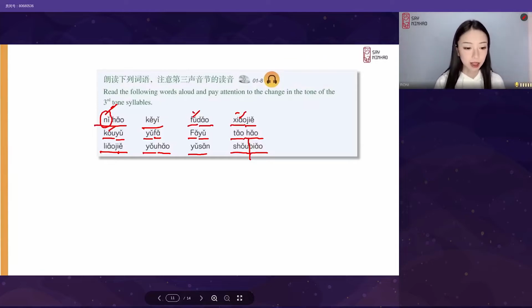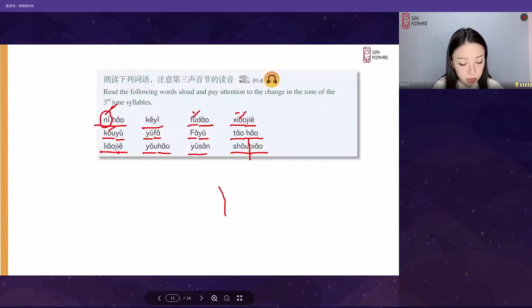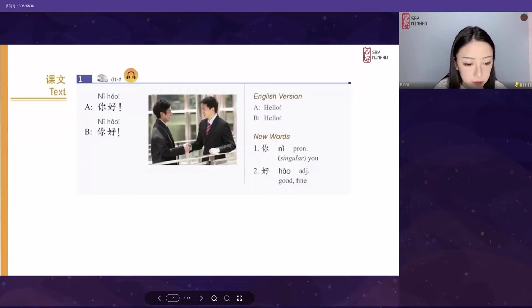Very good, very good. So that is all for the practice of the third tone Sandy. Now let's move on to next part. Next part is text. Let's move on to our text to learn the greetings of Chinese. So we can see here are the new words. Let's first learn the new words.